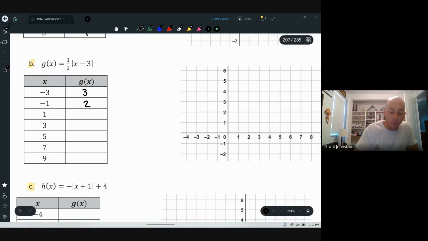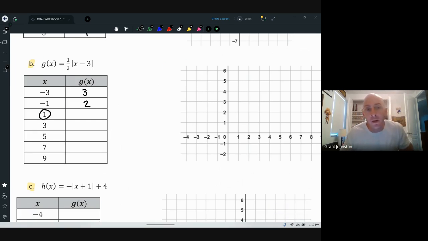Now let's substitute in 1. 1 minus 3 is negative 2. Absolute value of negative 2 is positive 2. 1/2 times 2 is just 1. Do 3 now. 3 minus 3 is 0. Absolute value of 0 is 0. 1/2 times 0 is 0.